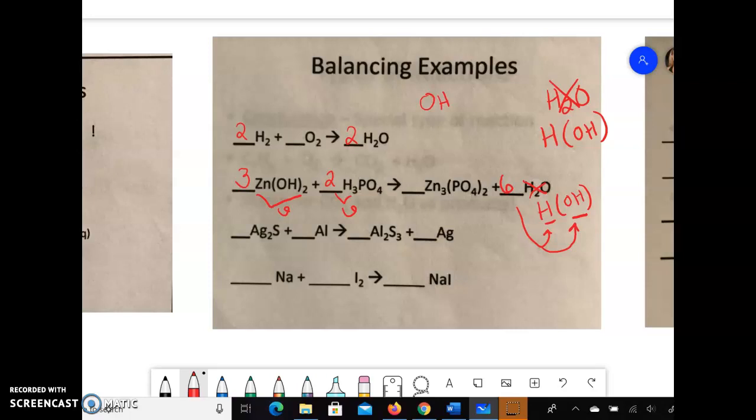And the last thing, let's just check that last compound. 3 zincs we already fixed. We have 2 PO4s, and we already fixed that PO4 because that 2 goes to that whole compound, so now PO4 is good as well. So you can just leave that last one blank.